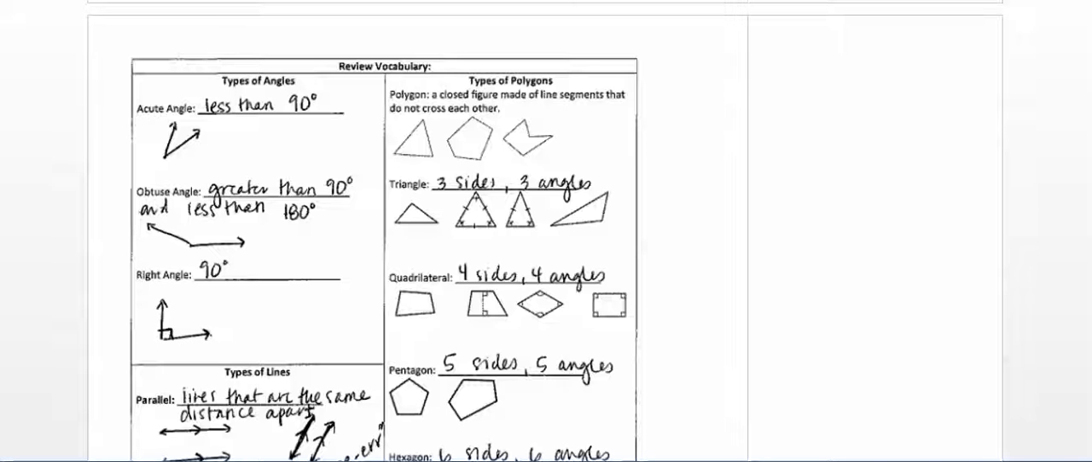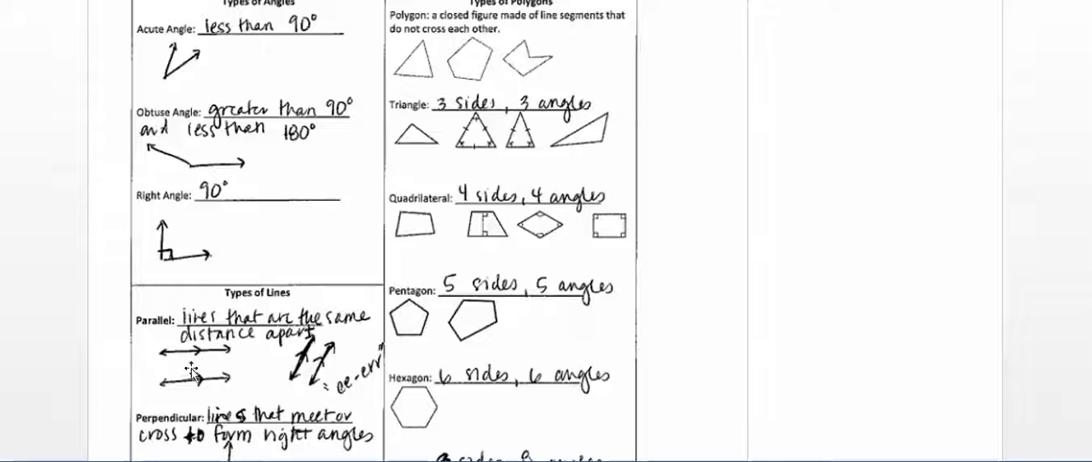We'll also review types of lines. Again, these are all reviewed from 4th grade. Lines that are parallel are lines that are the same distance apart. So if they were to continue on, they would not cross or touch each other. What students did in 4th grade is take their index finger and their middle finger and pull them down at the same time, and that's how they showed that two lines are parallel.